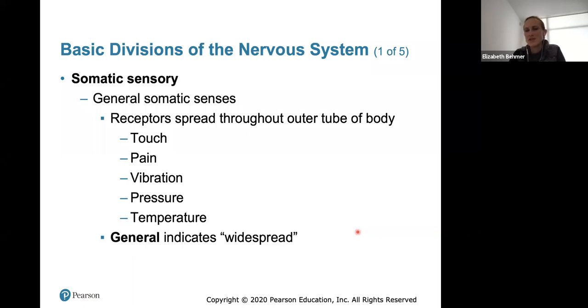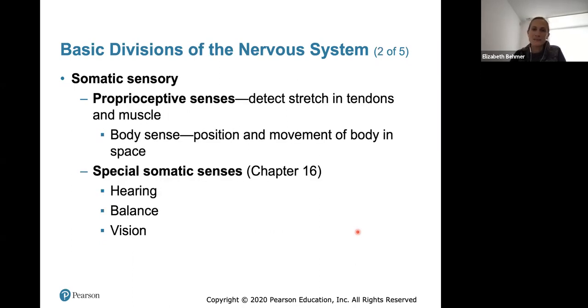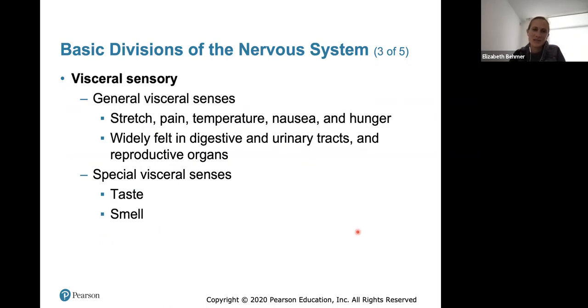Somatic sensory is the general somatic senses. There are receptors spread throughout the outer tube of the body, like touch, pain, vibration, pressure, and temperature. These general somatic senses are widespread. We have proprioceptive senses, which detect stretch in tendons and muscles. Proprioception is the body's sense of the position and movement of each body part in space. And then we have special somatic senses, which are hearing, balance, and vision, which we will cover in chapter 16.